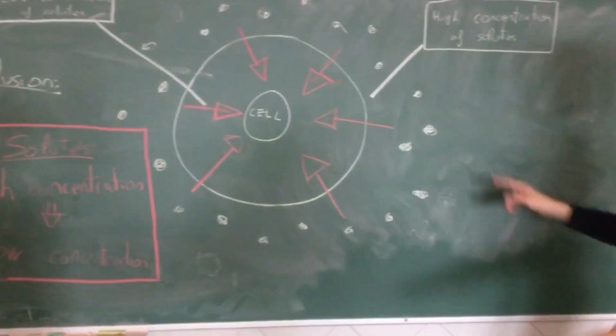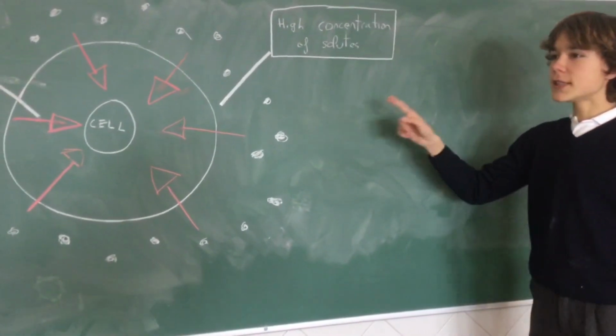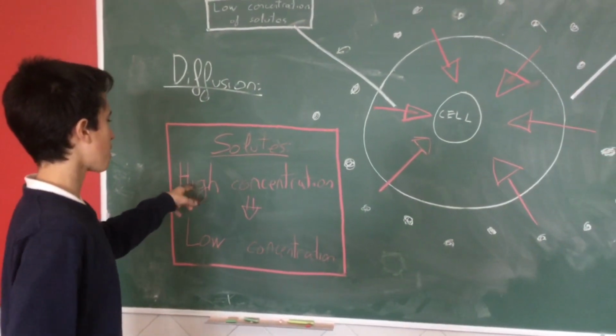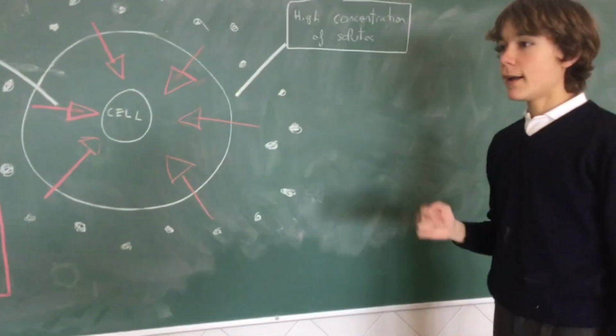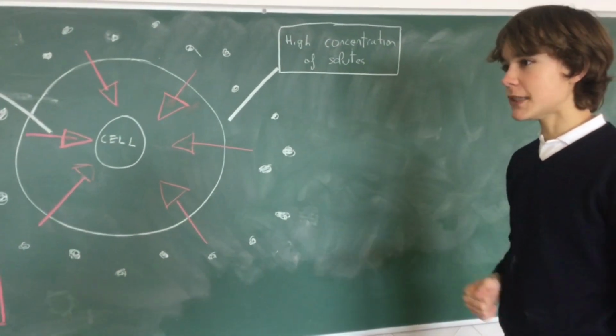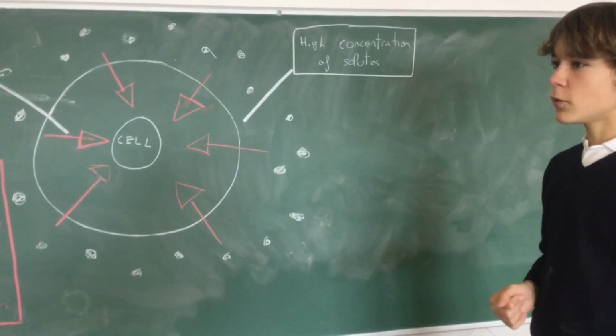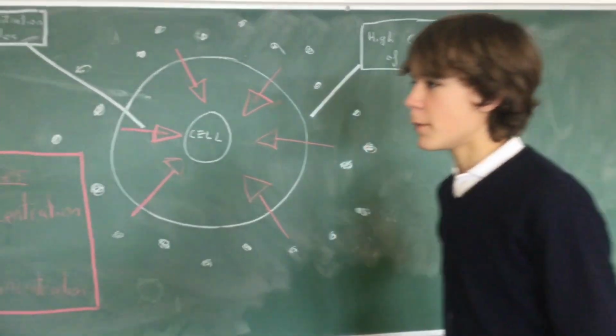Now, look, this is the scheme for the process of diffusion. Okay, the solute goes from a region of high concentration to a region of lower concentration. That's right, and there is a second process, osmosis, and we will do an experiment to demonstrate it. Okay. Let's go, follow me.